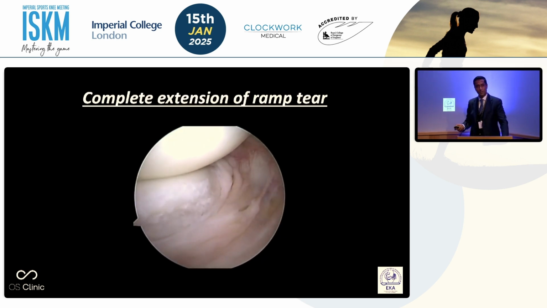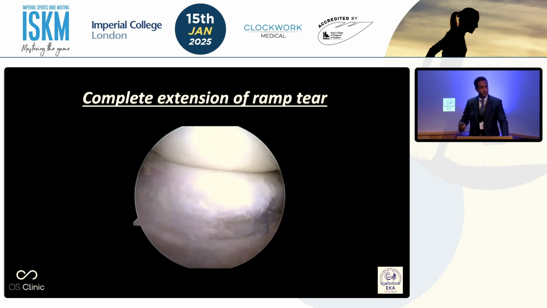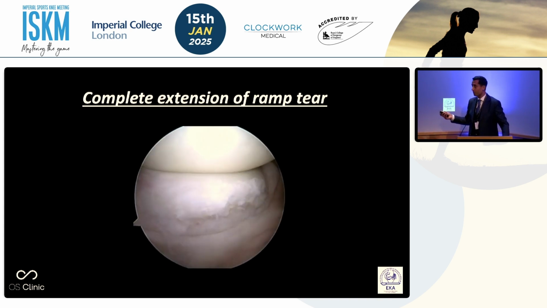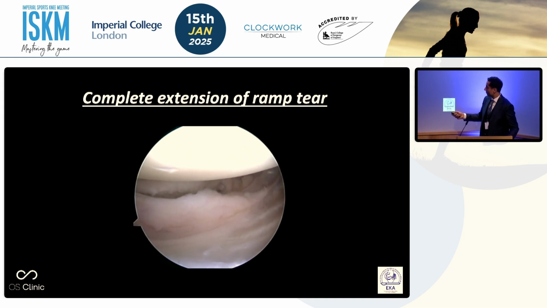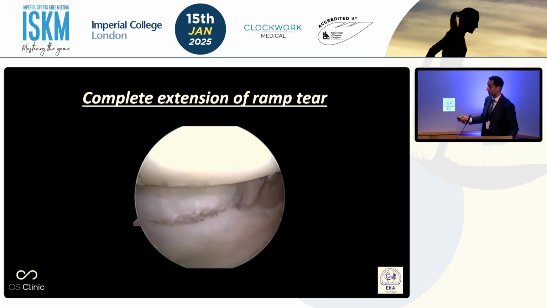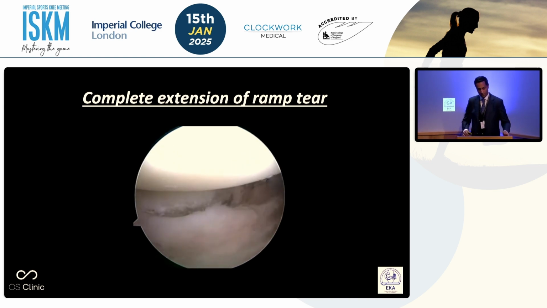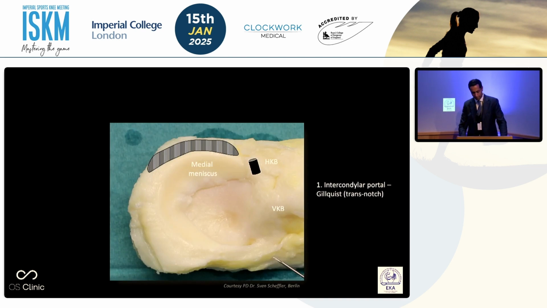Once you get accustomed to doing posterior medial approaches, posterior medial viewing, if you're able to put your camera into the back, you can see the back of the tibia here nicely. This is the ramp tear at the back here, and as you go into flexion and extension, that ramp opens up. So do try and get used to looking at the back of the knee.